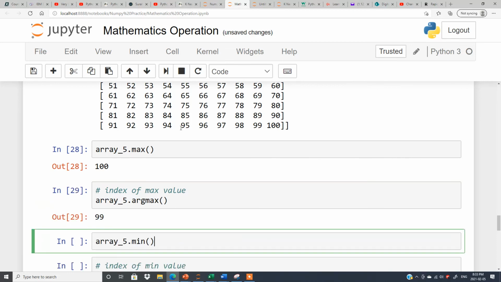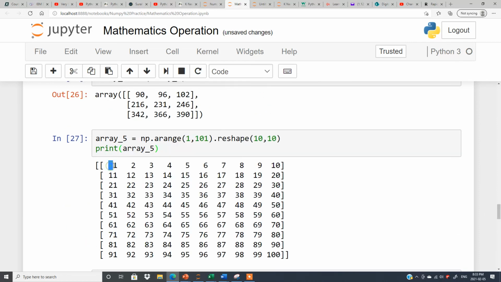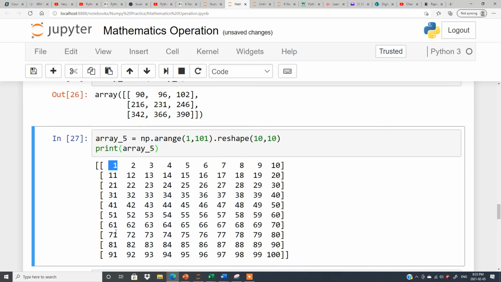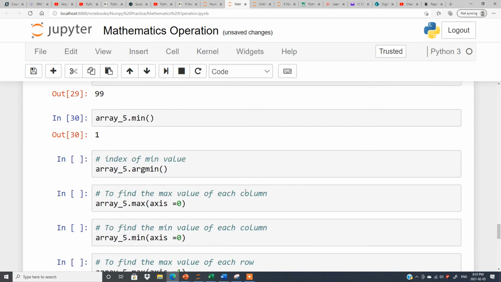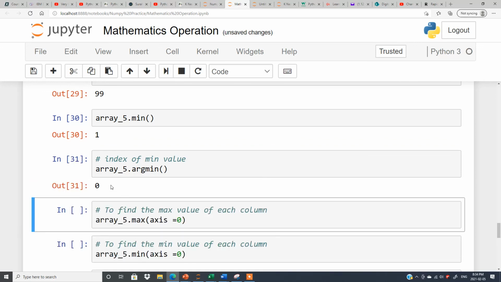If you want to find out the minimum value, the minimum value is 1 in this matrix, so execute it. So this is the minimum value, 1. Now if I ask you what is the index of this minimum value, 0, right? Because now you know very well that indexes start with 0. So here same thing, array name dot argmin, and execute it, so it will give you the index of the minimum value, which is 0.